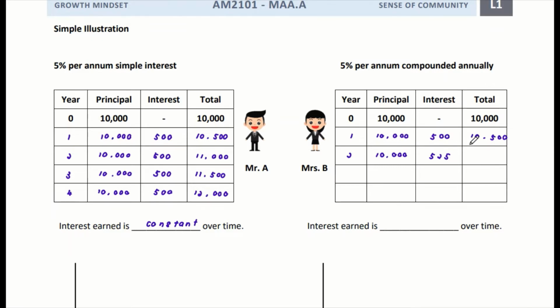Am I right? So now adding in this new interest, in Mrs. B's account she has a total of 11,025. So now you can see the difference already. She is having $25 more than Mr. A, because the principal, the money that the interest is generated on, is actually more than Mr. A's.